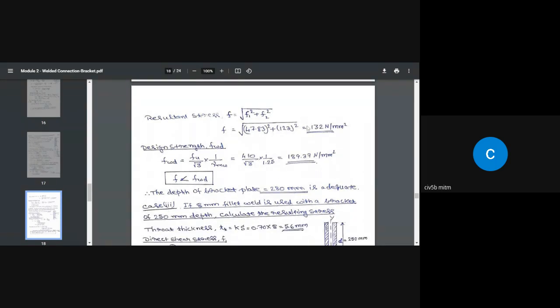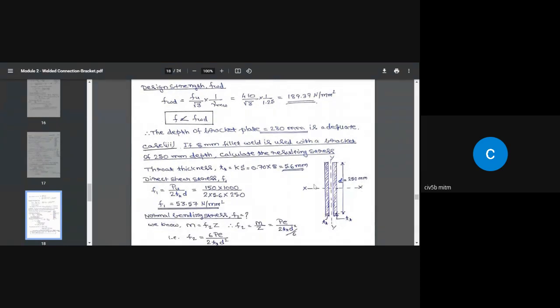Once we have this value, find out what is the design strength of the weld, which is FWD, by taking shop weld. So this is the design strength. This is the actual stress developed at the extreme weld due to the design load or factored load. So F is less than FWD. That is, the stress developed at the extreme weld due to the external design load is less than the design strength of the weld. Therefore, whatever depth of bracket plate we have provided is good enough. That is adequate.